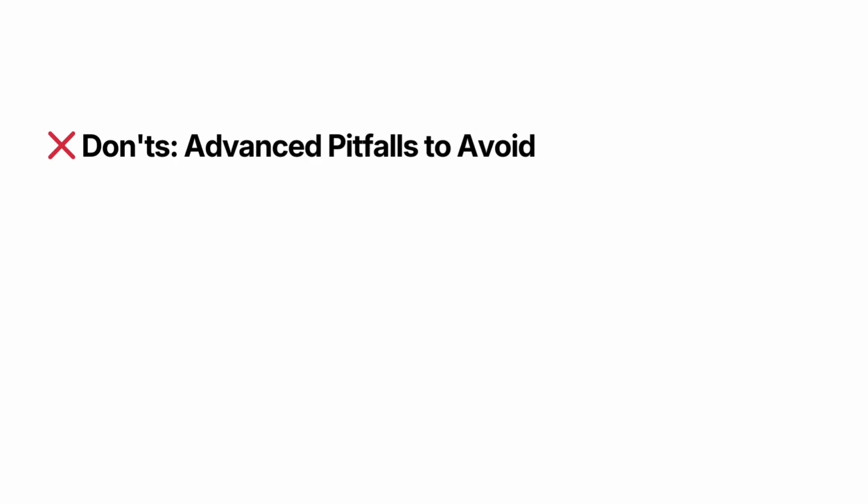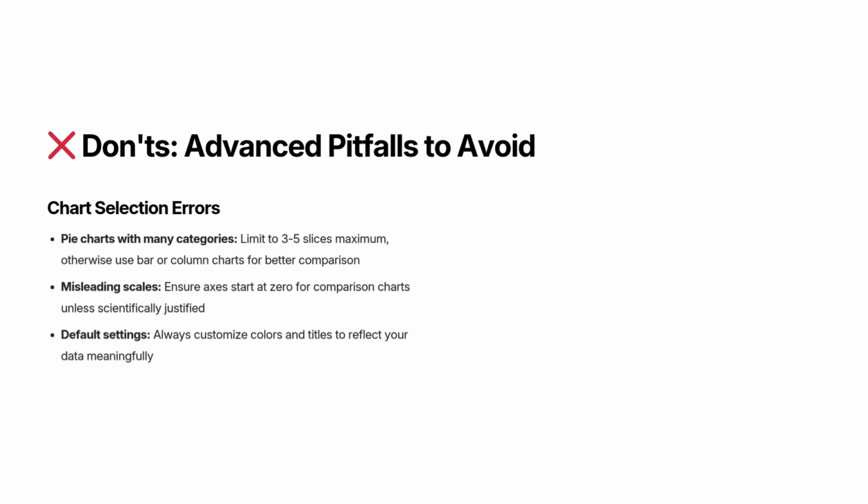Advanced pitfalls to avoid. When working with data visuals, several subtle mistakes can reduce clarity and mislead viewers. Under chart selection errors, avoid pie charts with too many categories. If you have more than 3 to 5 slices, switch to a bar or column chart for easier comparison. Make sure your axes aren't misleading. Comparison charts should start at 0 unless there's a valid reason not to. And don't rely on default chart settings. Customize your colors, labels, and titles to make the visualization meaningful.